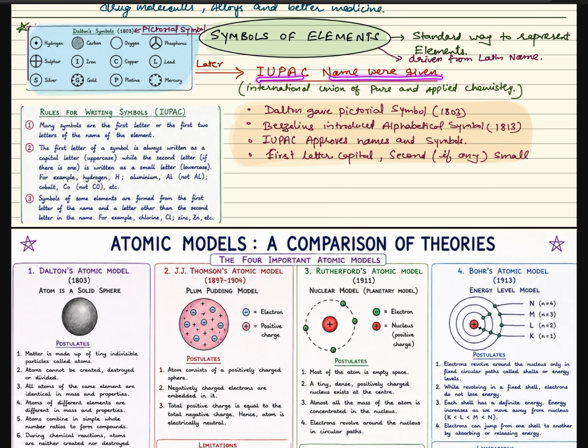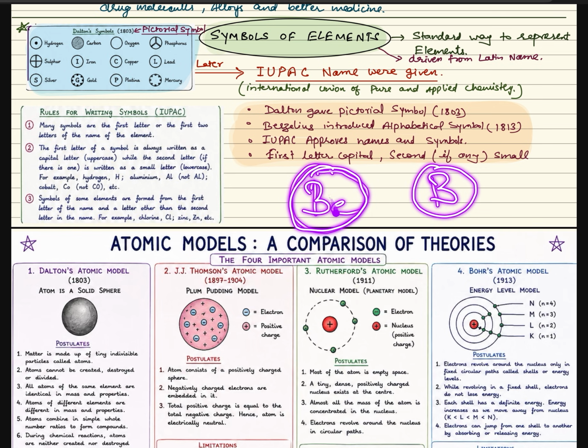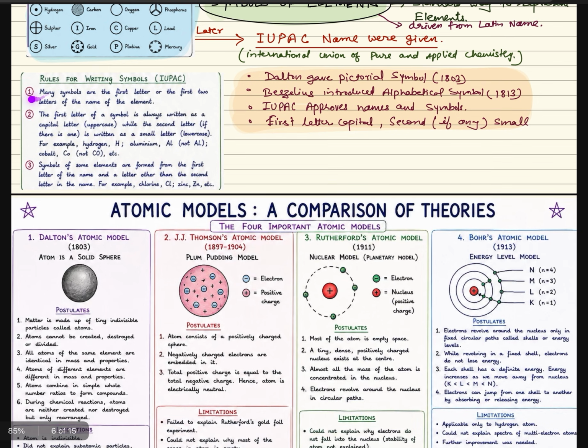But later IUPAC names were given. IUPAC names were derived from the Latin name of the element, and its full form is International Union of Pure and Applied Chemistry. It introduced alphabetical symbols in 1813. So IUPAC approves names and symbols. According to them, the first letter of the element should be capital. If 2 elements have the same first letter, then you can choose the second letter, but in small letter. For example, beryllium and boron both start with B. To avoid confusion, beryllium is Be with a small letter and boron is B. This is how they give symbols to the elements. So these are the rules of IUPAC symbols.